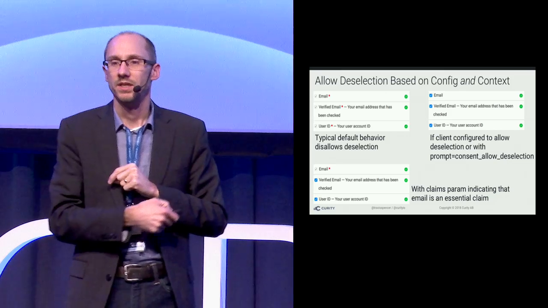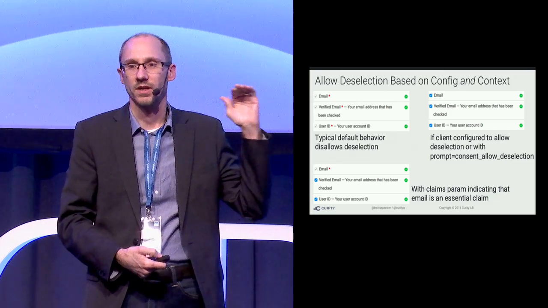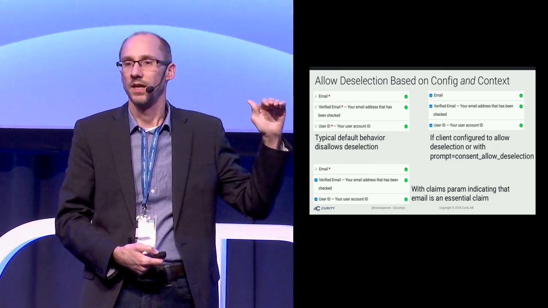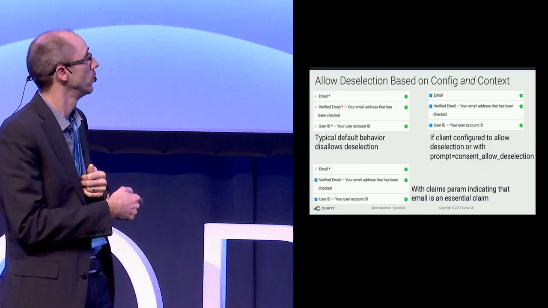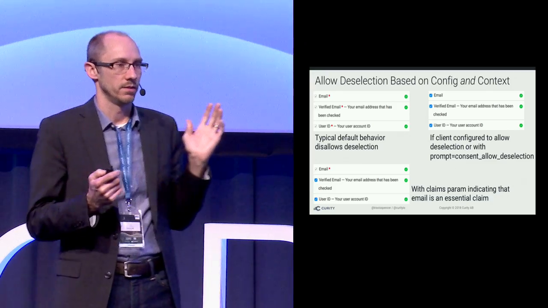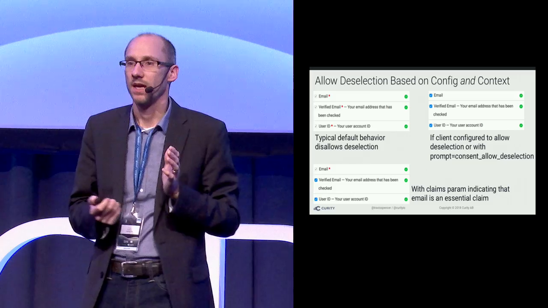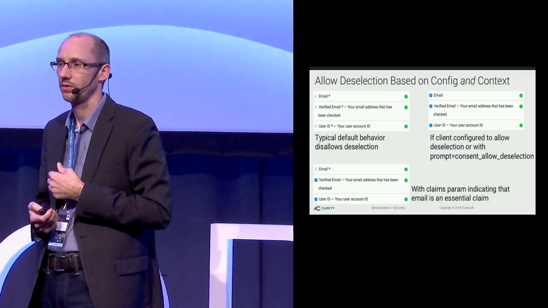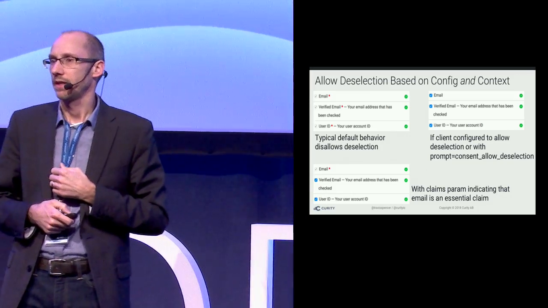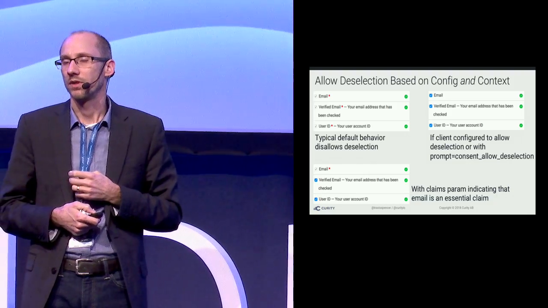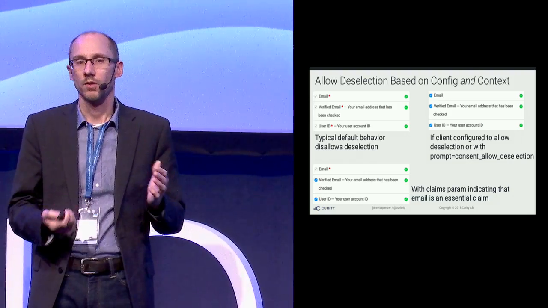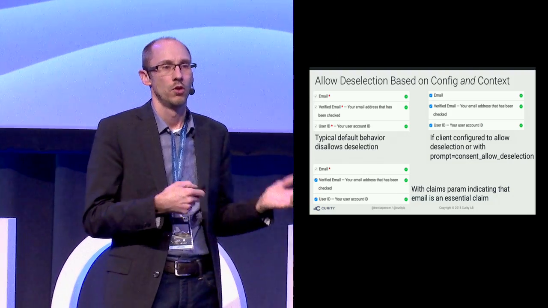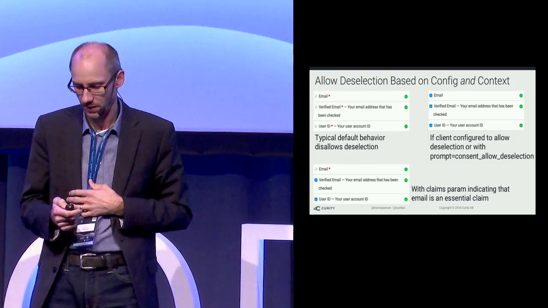You can also, in OpenID Connect, specify in the claims parameter that certain claims are required. So maybe deselection is allowed for all of them, but I've got to have this one claim. So if the user says no to that, all bets are off, so they may as well just cancel everything. Okay, so you want to allow for consent to certain claims, and you want to have claims be required or not required based on configuration or based on runtime. Make sense?